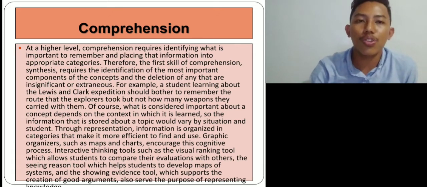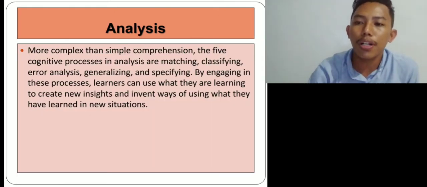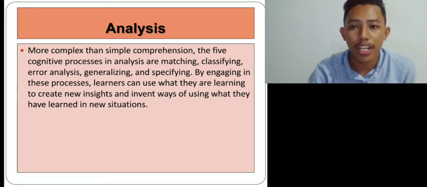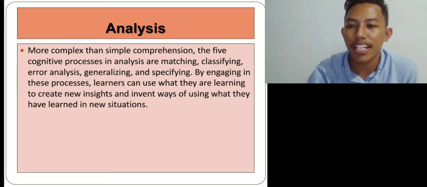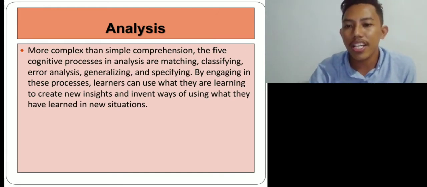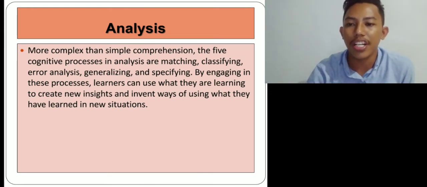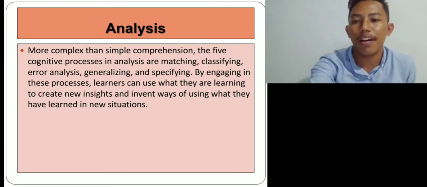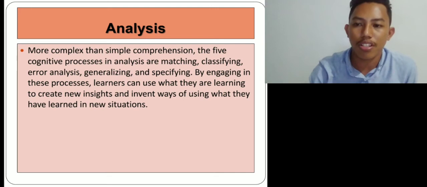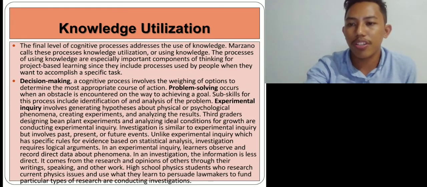So we will go now to analysis. Analysis is more complex than simple comprehension. The five cognitive processes in analysis are matching, classifying, error analysis, generalizing, and specifying. By engaging in these processes, learners can use what they are learning to create new insights and invent ways of using what they have learned in new situations. So, knowledge utilization.